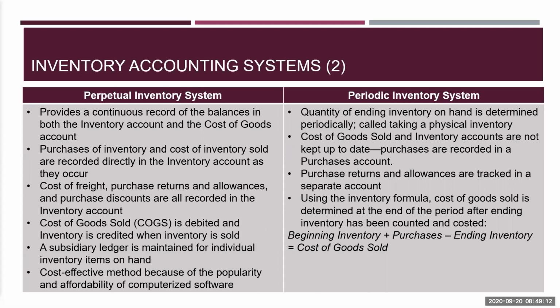On the other side, under the perpetual system, your purchases, your purchase returns, your purchase discounts, as well as freight in, all of those four types of accounts do become part of the same inventory account, but not under the periodic system. Under the periodic system, all of those four types of accounts are separately maintained. Okay, so the way to calculate your cost of goods sold is your beginning inventory plus purchases minus the ending inventory will give you your cost of goods sold.